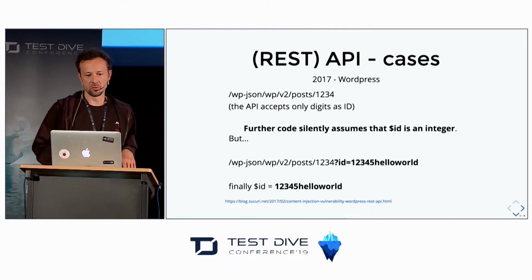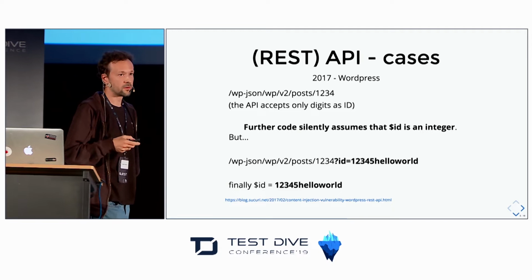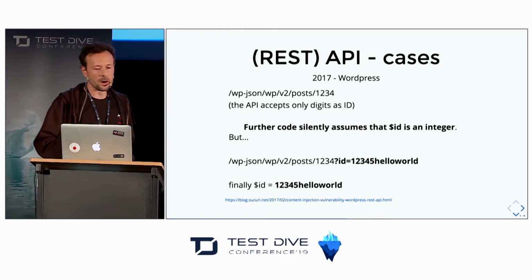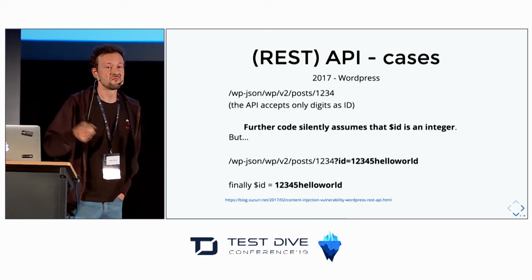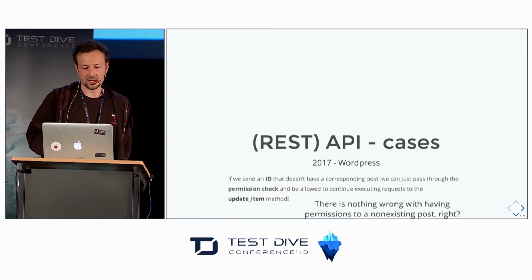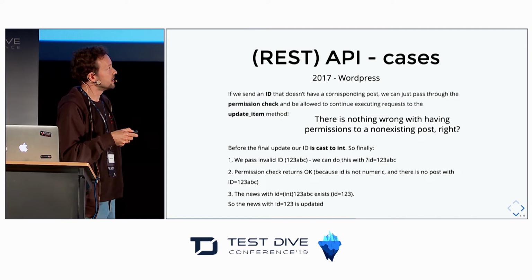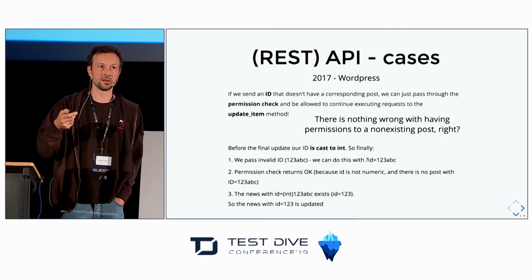Normally, if you want to edit this post with ID 1234, you issue, for example, a POST request to this URL and provide your data to edit in JSON or something like this. But you can provide the ID here. So here you have one ID and here you have a second ID. Why this strange stuff? So let's see. If we want to edit post with ID 123, at first we provide this ID 123ABC. Then WordPress takes this precise value as an ID. Not this one, but this one. So this has priority number one.